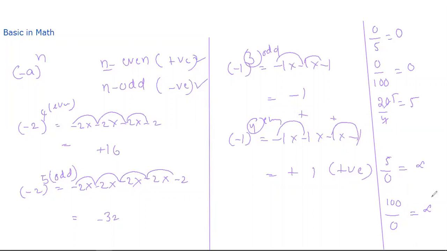Not only 100, if you take 1 lakh, 1 crore, any bigger value by 0, it is undefined only. And at the same time here also, 0 by any bigger value, 0 by 1000, 0 by lakhs, 0 by 10 crores, it is 0 only.